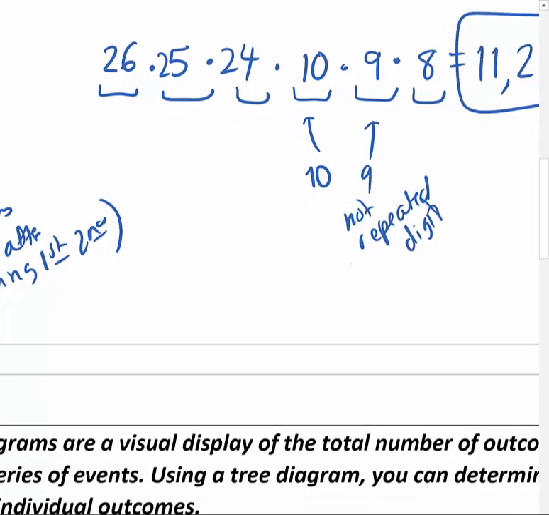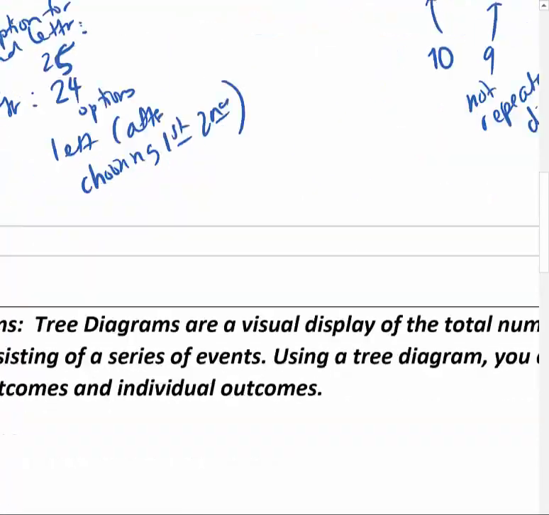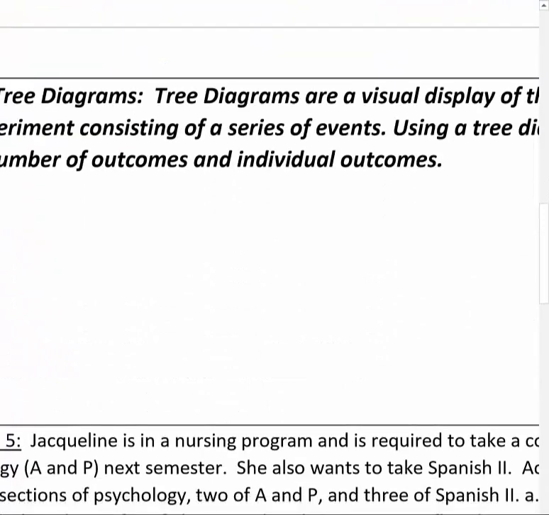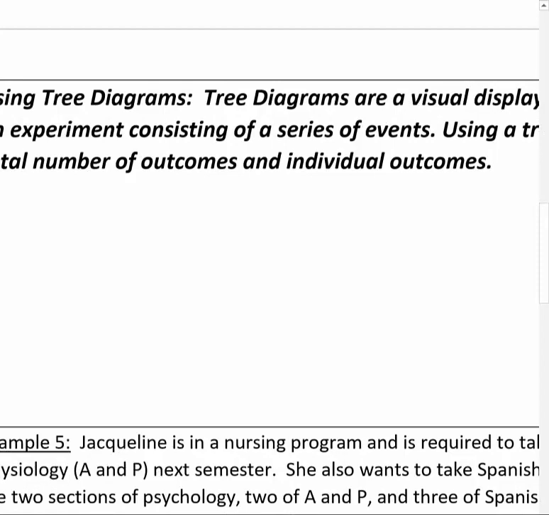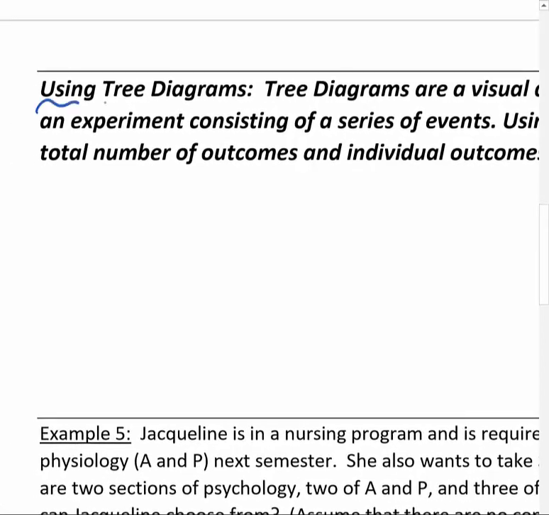Yeah, when repetition is allowed, you can keep using the same number. Like, if you have a bunch of letters, you just multiply 26 together. But if repetition is not allowed, then you can't do it that way. There's more thought involved. You have to decrease by 1 every time. So, okay, and that brings us to tree diagrams.